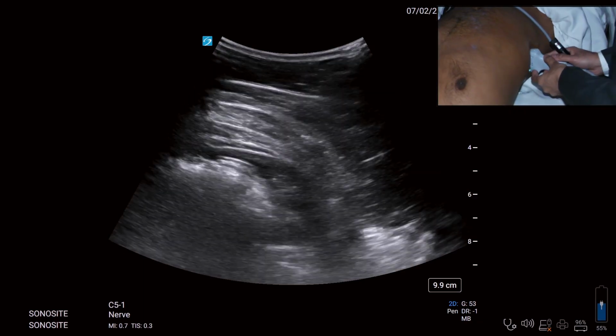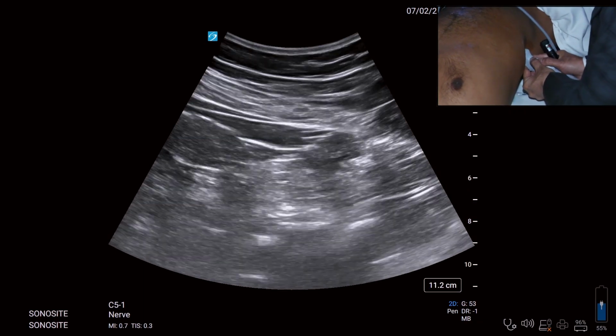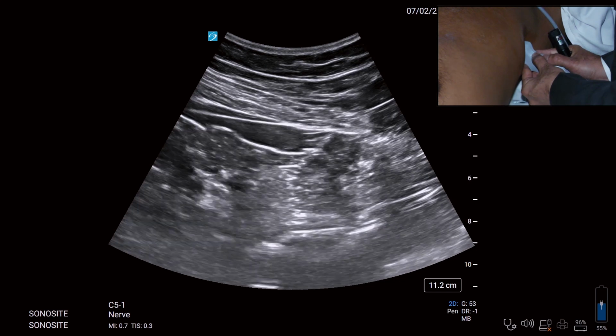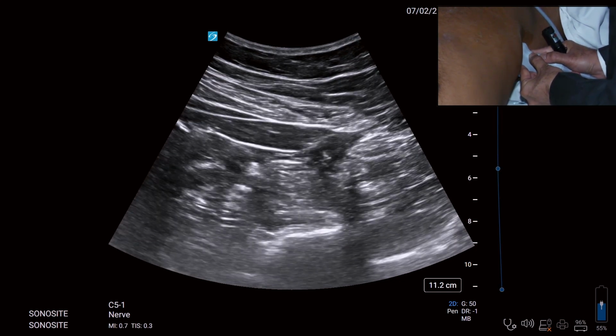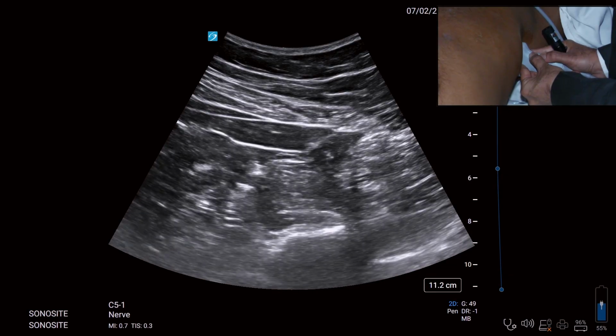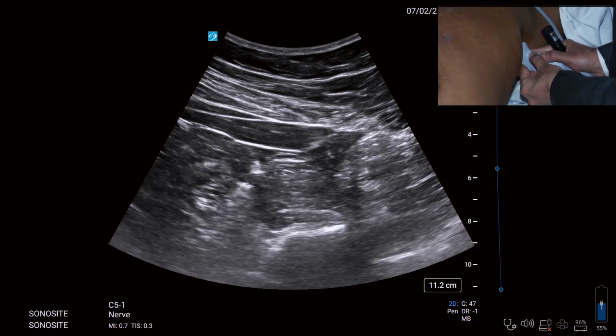Can you increase the depth, please? Are you performing the FTP block in the supine position, or are you turning the patient a little lateral to supine? So only in the supine position with the linear probe. Can you appreciate the shamrock sign in the supine position, my dear friends? 1, 2 and 3. Yeah.